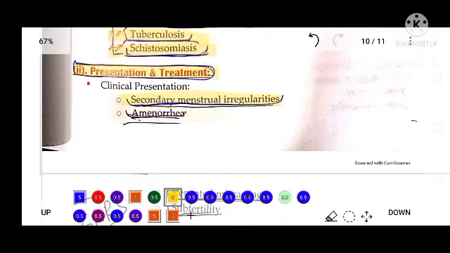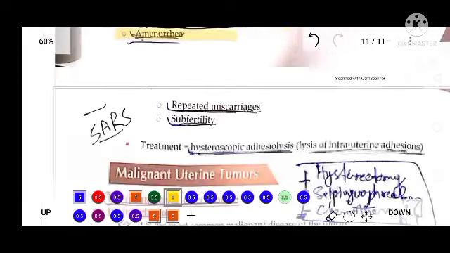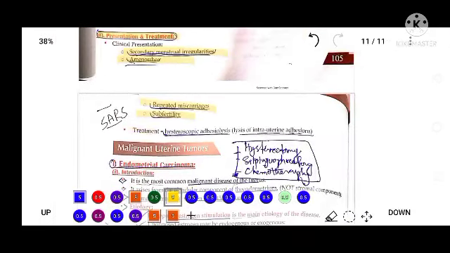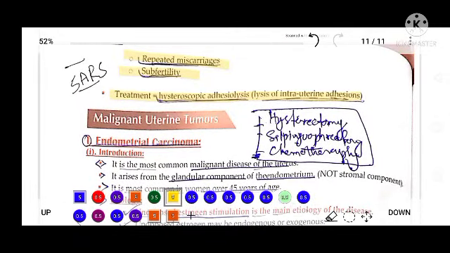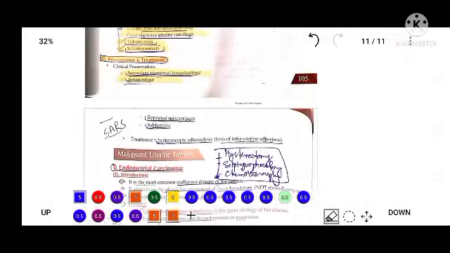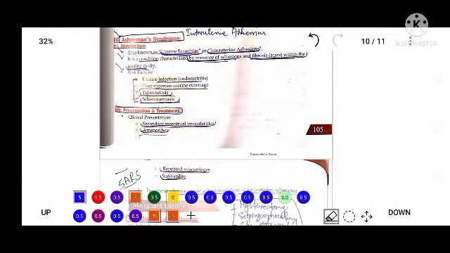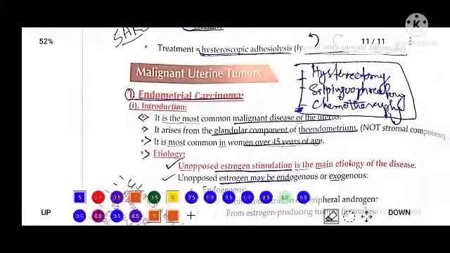Presentation will be secondary menstrual irregularity with amenorrhea, loss of menstruation or no menstruation, repeated miscarriage, and subfertility. Now, treatment will be hysteroscopic adhesiolysis, and in this way lysis of intrauterine adhesions can be done. So these were some diseases which we discussed, and in the next video we will discuss other diseases like endometrial carcinoma and cervical carcinoma.